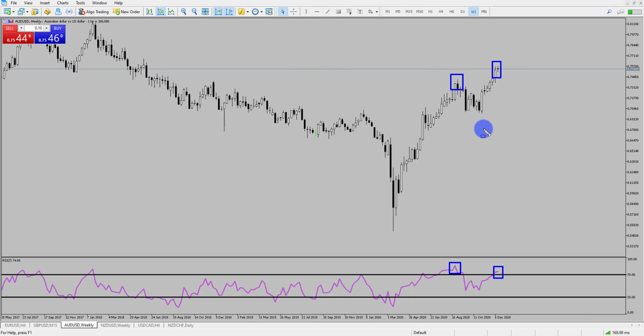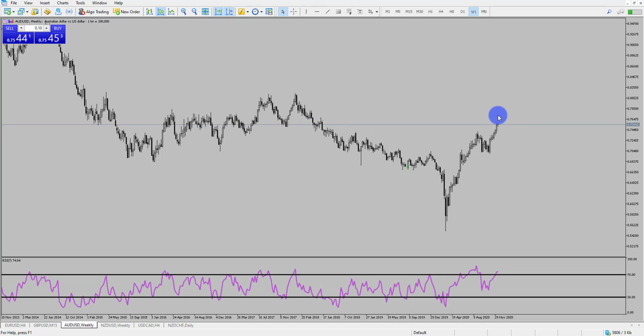Now typically when we see these type of moves with the divergence, we do get a strong reversal, and seeing it on a weekly time frame adds a little bit more weight to the potential of the market moving lower. Now typically this time of year we know that the dollar is weak. We've spoken about this on numerous videos now. So really we're expecting the market to climb slightly higher before seeing that move down.